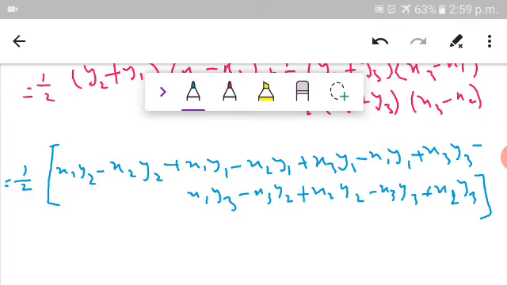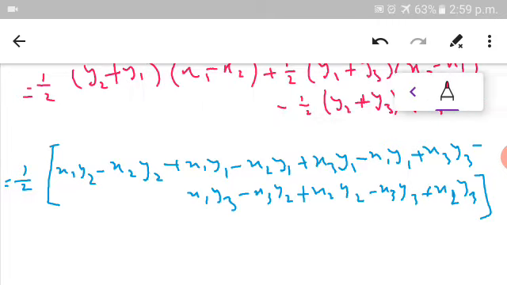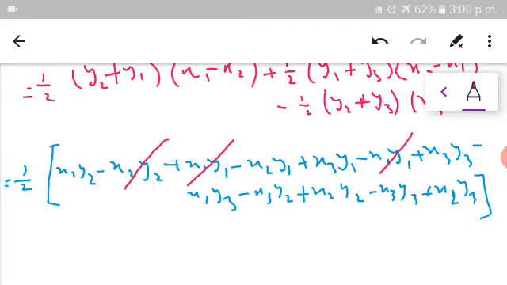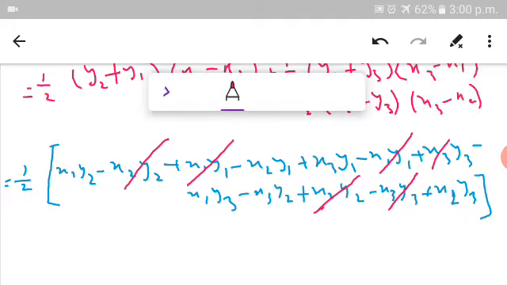Now see what we can do. You will see x1 y1 positive and x1 y1 negative also. x2 y2 negative and x2 y2 positive. And then x3 y3 negative and x3 y3 positive. Whatever is remaining we will write, like this.